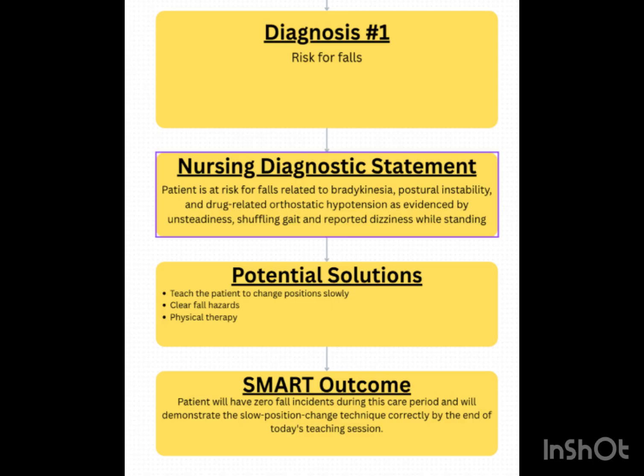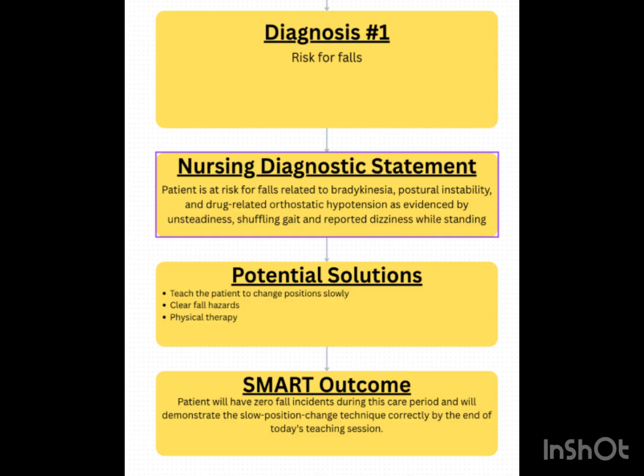Alright, next we're going to look for our first nursing diagnosis, which is risk for falls. For my statement, I put risk for falls related to bradykinesia, postural instability, and drug-related orthostatic hypotension as evidenced by unsteadiness, shuffling gait, and reported dizziness while standing. So we've got to remember bradykinesia and postural instability. This makes it hard to catch any balance.